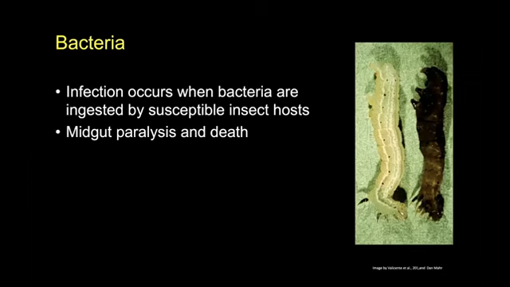So in the picture on our right side, the light greenish color caterpillar is the healthy alive caterpillar, and the black and brownish color caterpillar is the one which has been killed by this bacterial biopesticide.